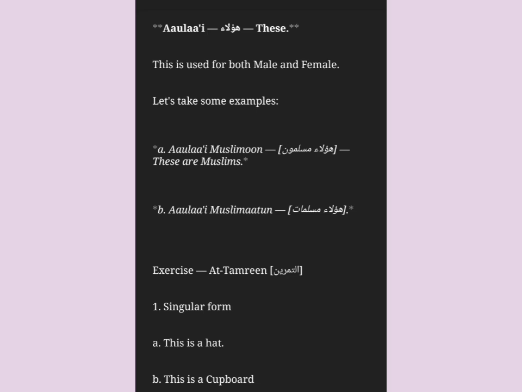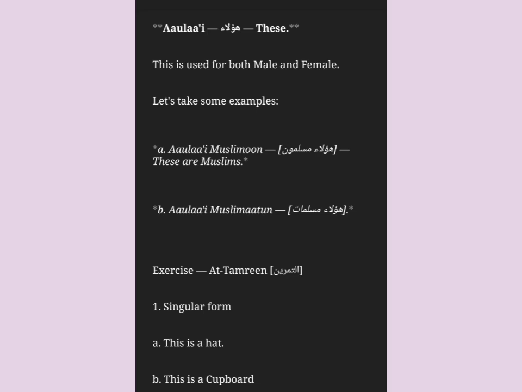So how do we say these Muslims? Say هؤلاء المسلمون. Just add al to Muslim here, so it becomes ma'rifah. In that case, it is no more a sentence. هؤلاء المسلمون. These Muslims. Yes.